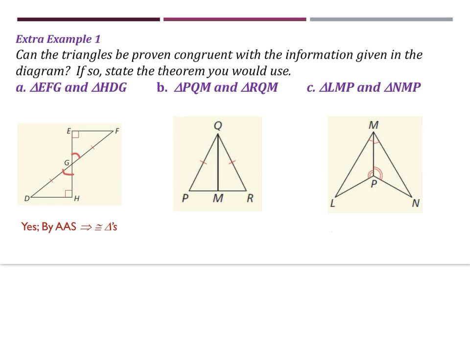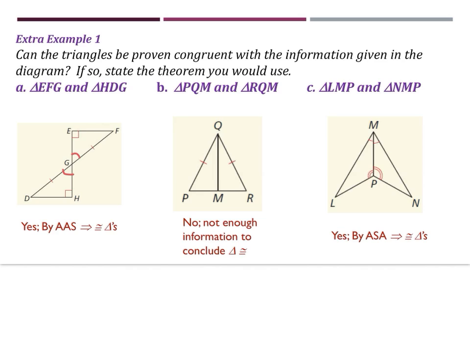Now pause the video and you try example B and example C by yourself, and then unpause to check your answers. All right, so choice B has not enough information to conclude that the triangles are congruent. We only know the tick marks. We don't know if this is a right triangle. We don't have enough information.